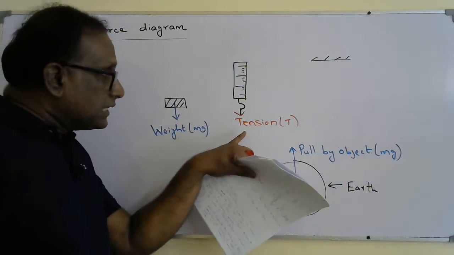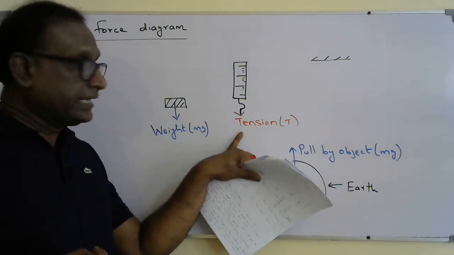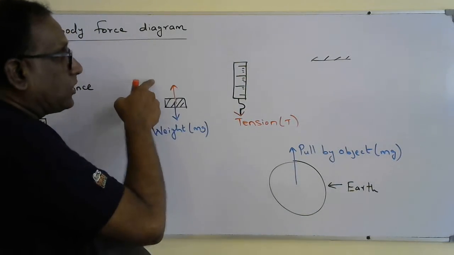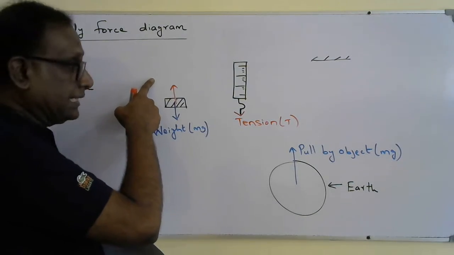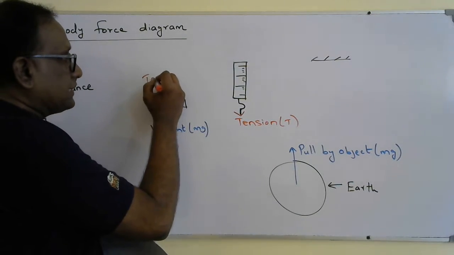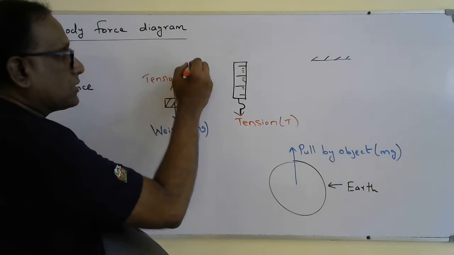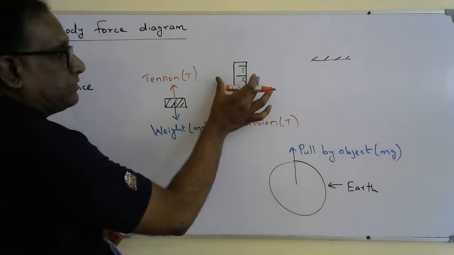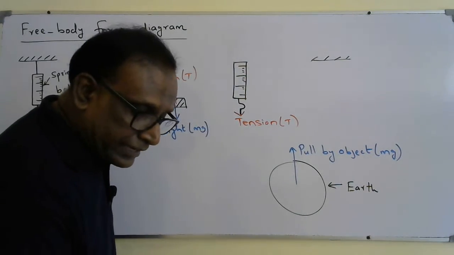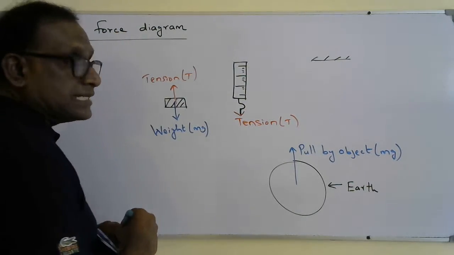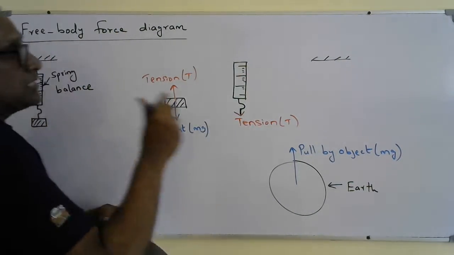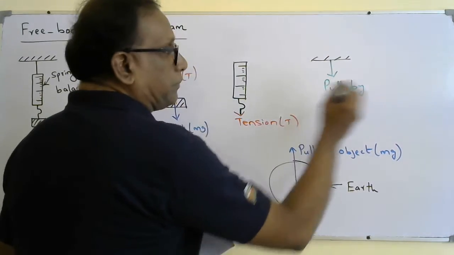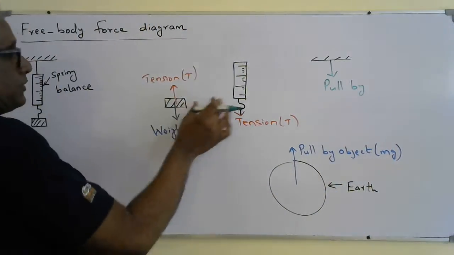I can name it even pull by object. So when the object pulls the spring down, there will be a tension on it. By Newton's third law, the spring will exert the same magnitude of force on the object. I can name it pull by spring balance, but normally we put that also as tension and denote it by T, because whatever the force here, it should be the same by Newton's third law. Okay, if this is the only force acting on the spring balance, it would have fallen, but the spring balance is not falling, it's attached to the support. So there I can say pull by spring balance or pull by the whole system. The whole system is pulling it.